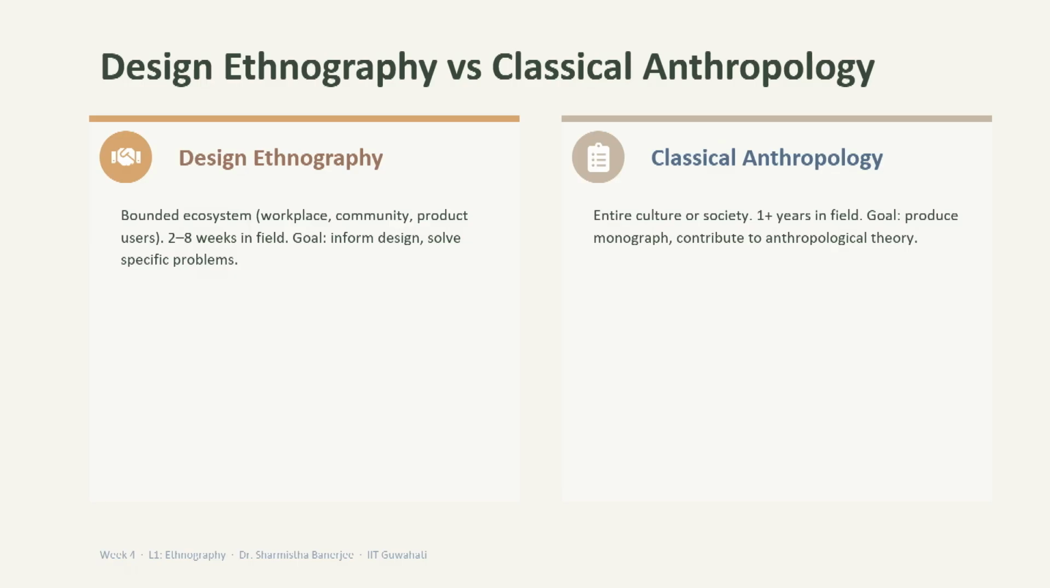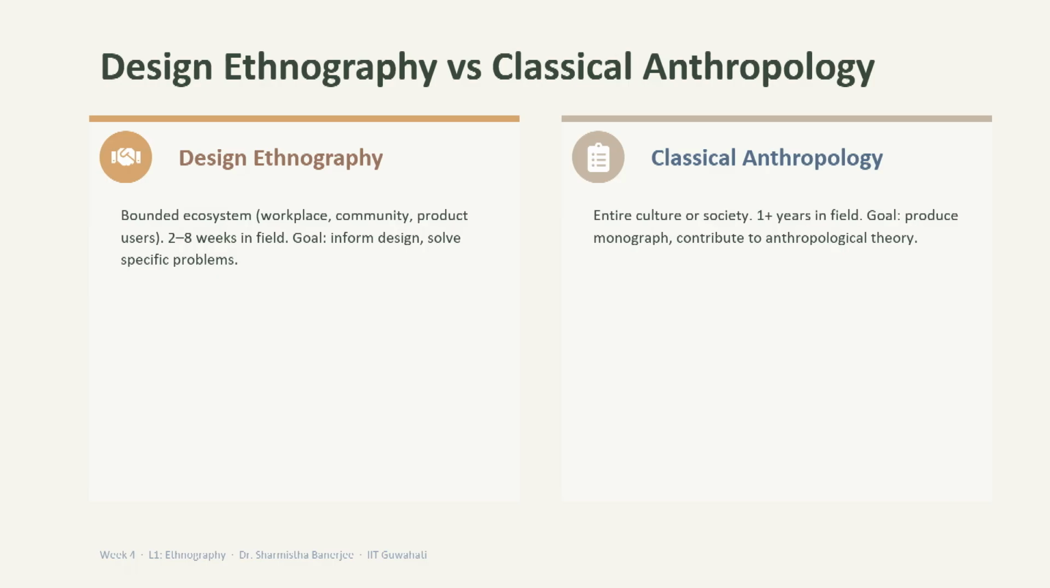When you are doing design ethnography as compared to classical anthropology, in design ethnography we have bounded ecosystems. There will be a certain workplace or community space or product users. I will at max spend 8 weeks in the field, and the goal over here is to inform design and solve specific problems. Whereas in classical anthropology, the entire culture or society is being studied. I might spend more than a year in the field.